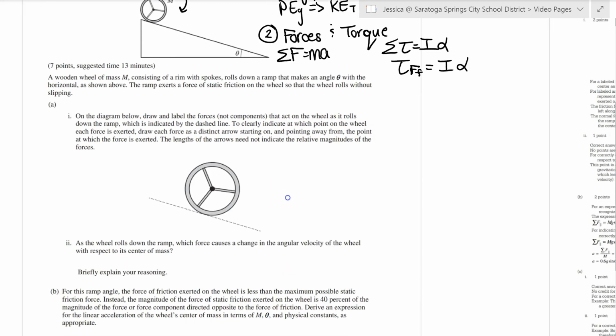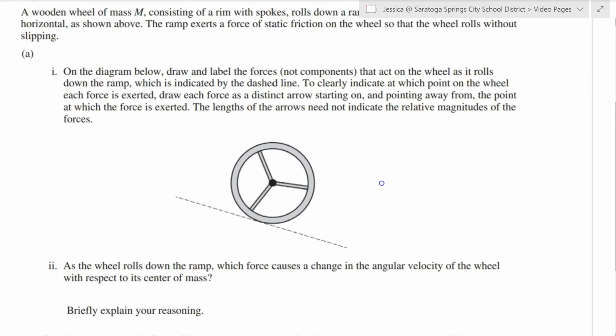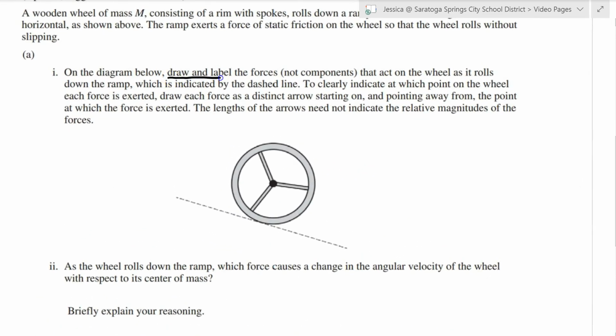All right, so let's look at the first question. On the diagram below, draw and label forces, so forces, not components, not torque, that act on the wheel as it rolls down the ramp. To clearly indicate which point on the wheel the force is exerted, draw each force as a distinct arrow starting on and pointing away from the point at which the force is exerted. So if the force is exerted between the surface and the wheel, the force should start at the wheel. The lengths of the arrows do not need to indicate relative magnitude.